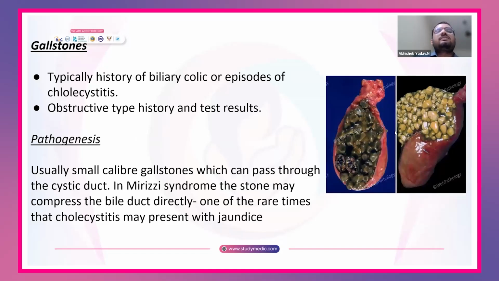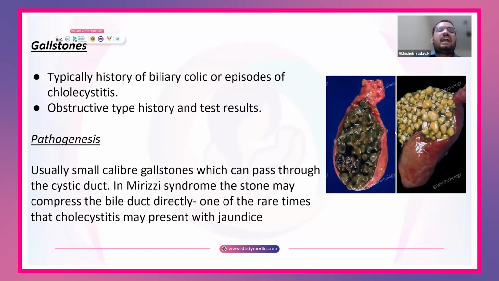Coming to some of the causes for jaundice, most of them will start with cholelithiasis, that's called gallstones. Typically, the patient presents with biliary colic with episodes of cholecystitis. So the obstructive type of history, as I said, they will be having pale colored stools with yellow colored urine, and jaundice will be present, and the test results will show an increase in the alkaline phosphatase level. The most common cause of these gallstones will be cholesterol stones.